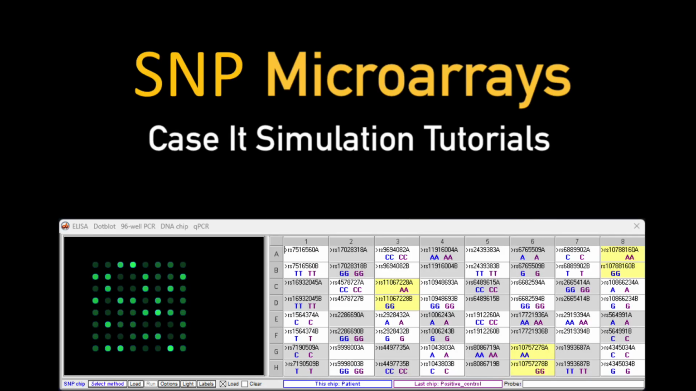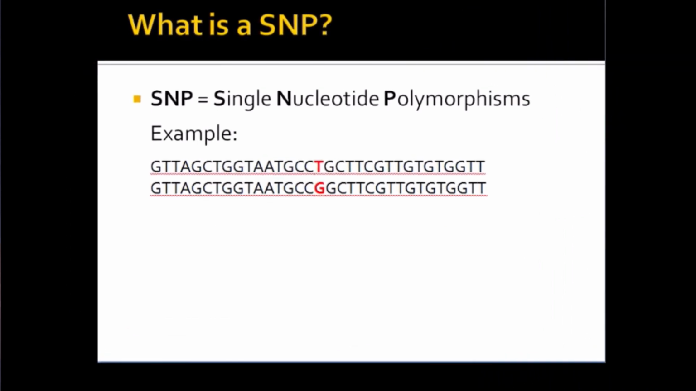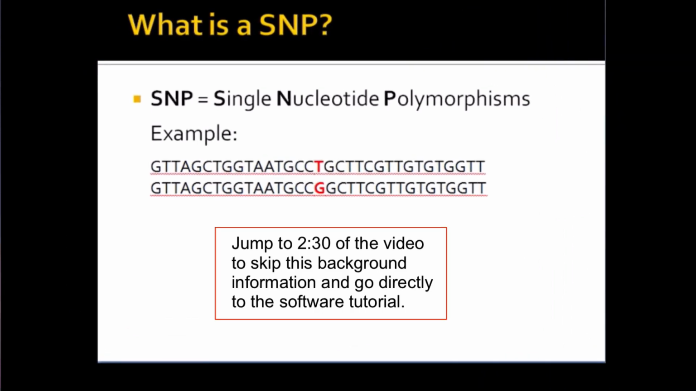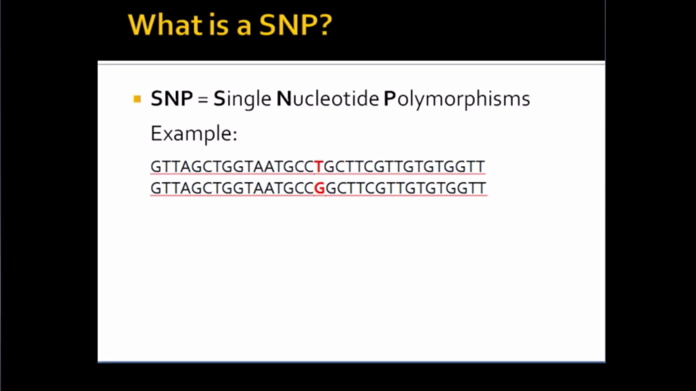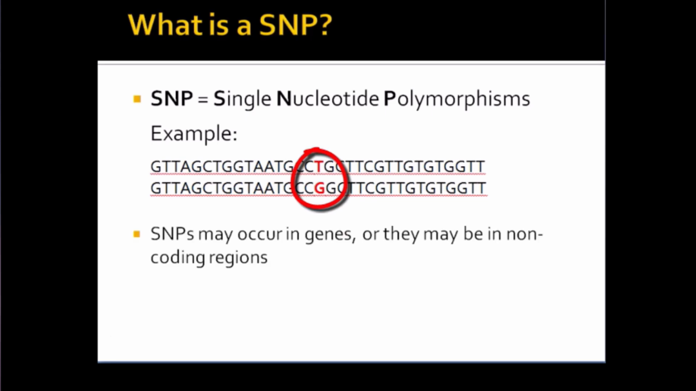This tutorial will demonstrate how to use the KSIT simulation software to run a SNP microarray. First, some background information. SNP stands for single nucleotide polymorphisms, or in other words, a single base difference between two DNA sequences. In the example shown below, the two sequences are identical except at the position highlighted in red, where one sequence has a T and the other sequence has a G.